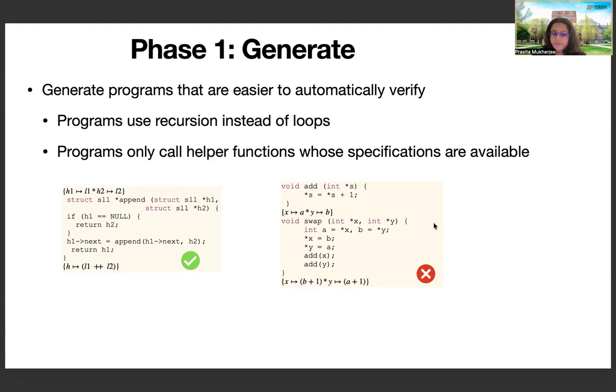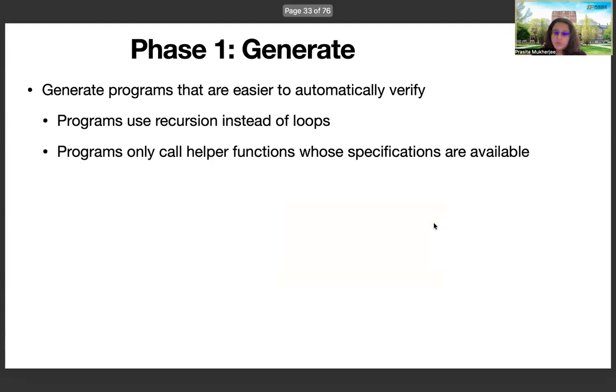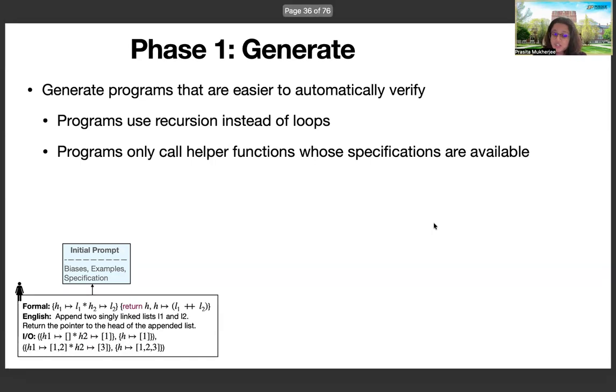meet the specification. Now, given this information, we construct an initial prompt to the Coder LLM. The prompt comprises the bias description, some examples of C programs that maintain the bias, and the specification at hand. Now, the specification comes in three categories. First, the formal. Second, a natural language description. Third, a couple of input-output examples. Now, with the specifications and the biases and examples at hand, we prompt the Coder LLM.